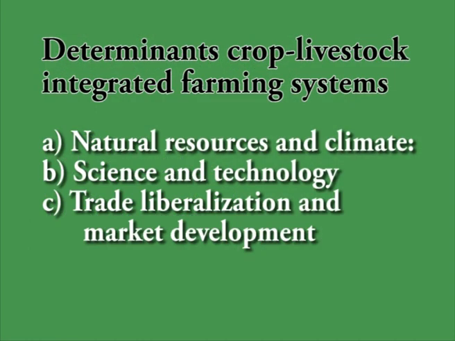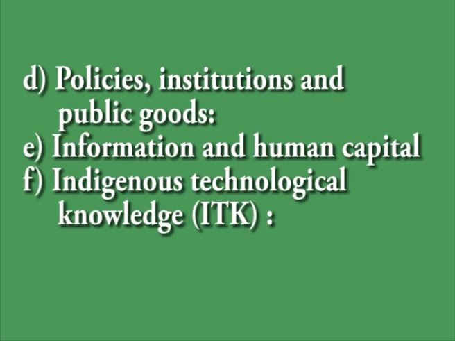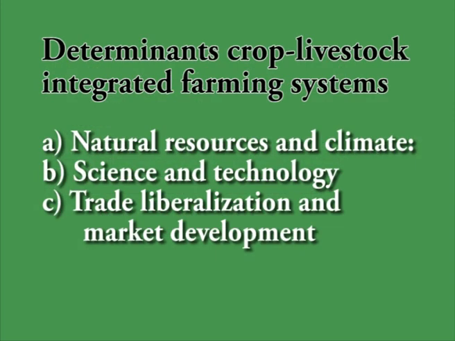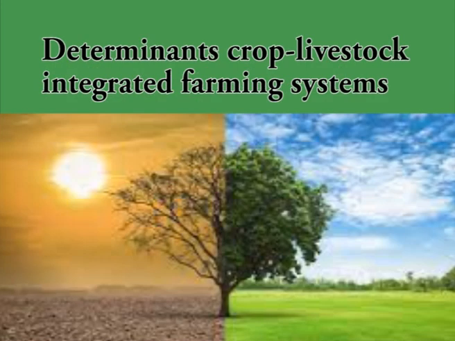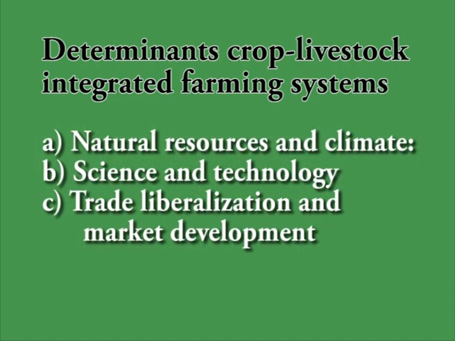The next important point is the determinants of crop livestock integrated farming systems. Under this topic, there are a lot of determinants of crop livestock integrated farming systems. The first one is natural resource and climate. The interaction of natural resource, climate, and population determines the physical basis of the farming systems.